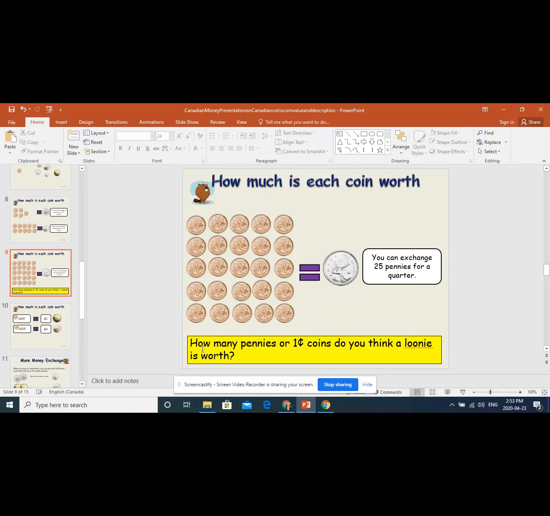Now there's a question here at the bottom that I want you to try to answer. How many pennies, or 1 cent coins, because pennies are worth 1 cent, how many pennies do you think a loonie is worth? Take a minute, see if you have a guess.